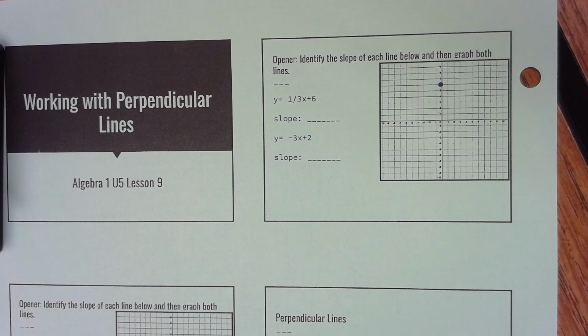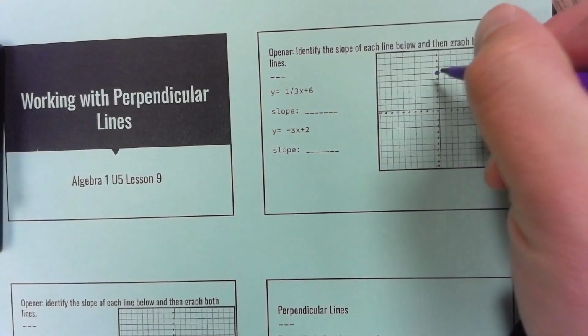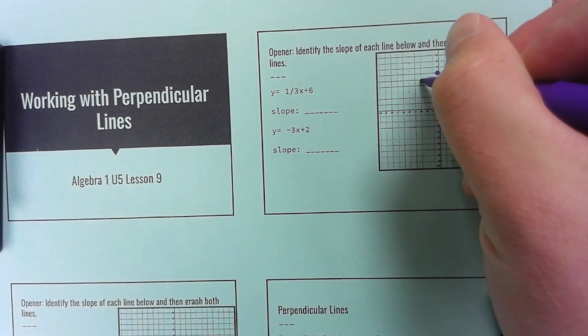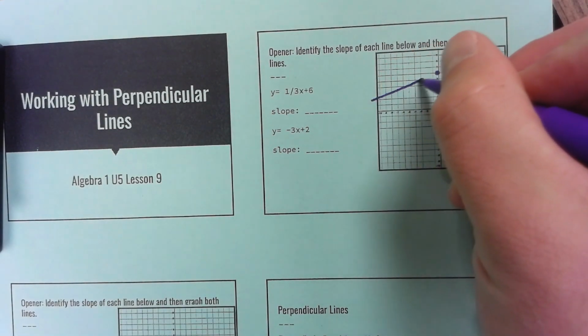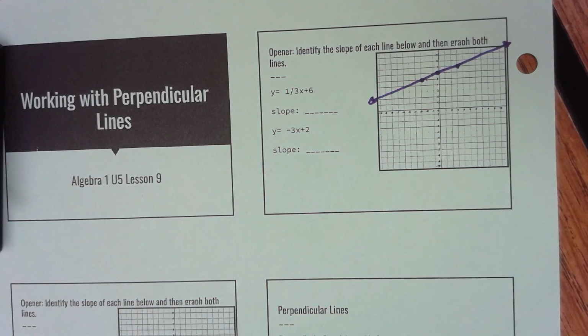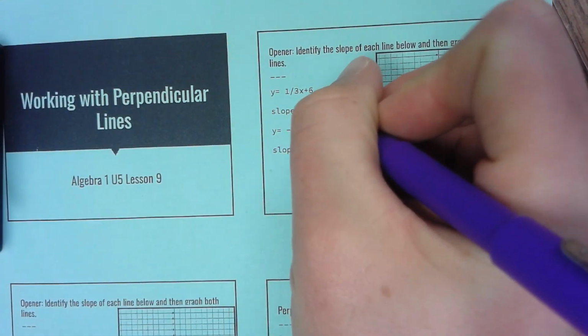All right. Then for a slope of 1/3, it's positive, so I want it going up as I go to the right. 2, 3, then down 1, 2, 3. And even though I don't have extra points, we'll just extend that line to span the entire graph. The slope here is 1/3.